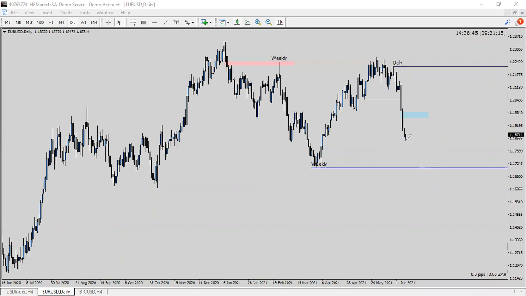What we might, however, get is we might get into the blue zone down to here, maybe a break above there, and then get this market coming back down into here. So that's something that's very likely to see happening.